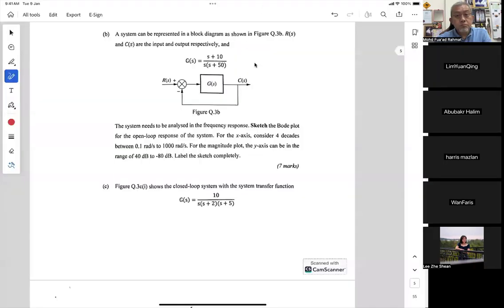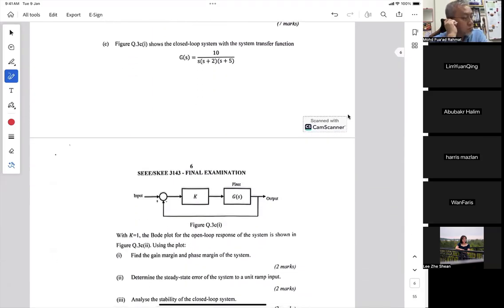A system can be represented in a block diagram as shown in figure Q3b. R(s) and C(s) are the input and output respectively, and G(s) equal s plus 10 over s plus 50. The system needs to be analyzed in the frequency response. Sketch the Bode plot for the open loop response of the system. For the x-axis, consider 4 decades between 0.1 radian per second to 1000 radian per second. For the magnitude plot, the y-axis can be in the range of 40 dB to negative 80 dB. Label the sketch completely.